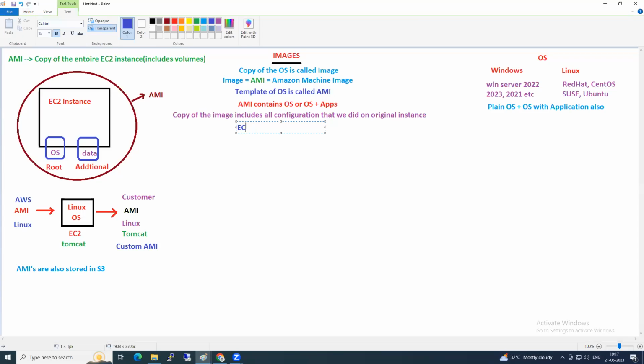Sarita is asking, is AWS S3 global or regional? Sarita, S3 is global or regional? Global.